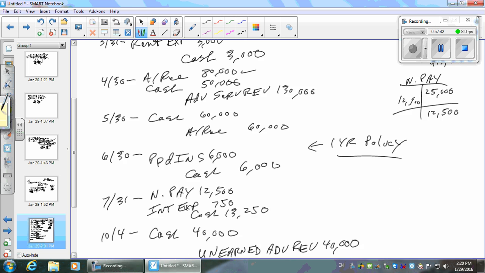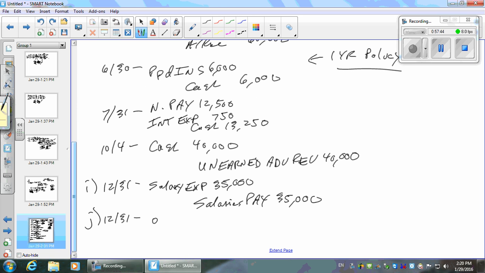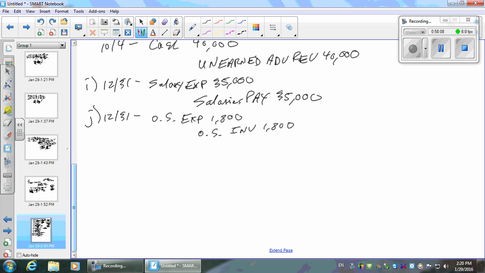So what do you want to do? Debit office supplies expense? Everybody agree with that? Yeah. 1,800. That was not too bad. And credit? Office supplies inventory. And now we get our office supplies inventory down to the 700 we want it to be, and our expense up to the 1,800 we want that to be, because that's what we do. Got it? Getting real easy? All right. K.